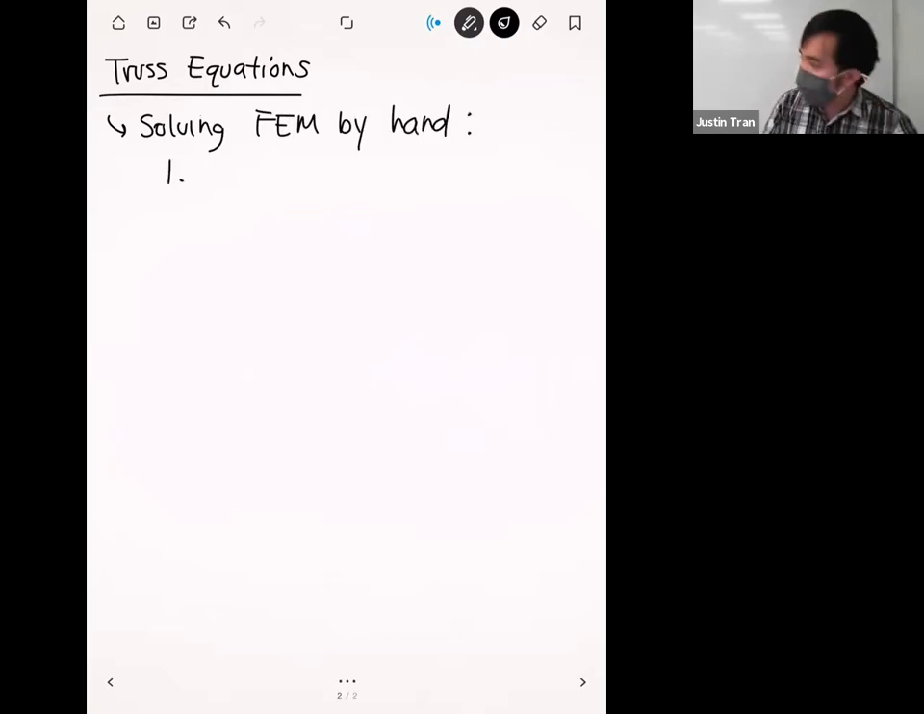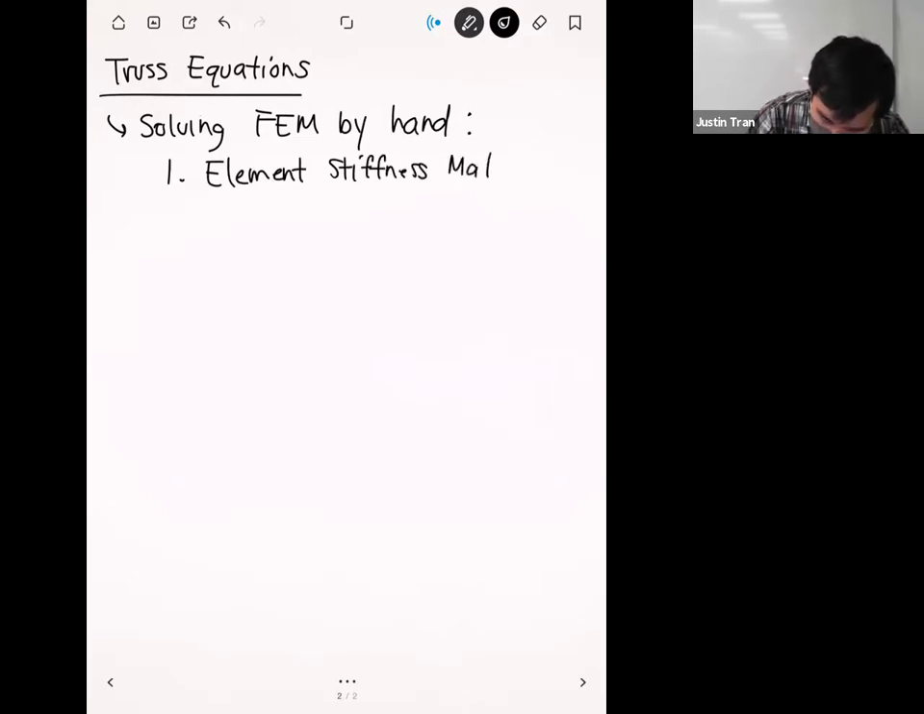There were a few steps involved here. The first step is to look at your geometry and look at all the elements and form the element stiffness matrix for each element. Okay. Step 2, after you have all the element stiffness matrices for all the elements, is you're going to assemble them into a single global linear system.